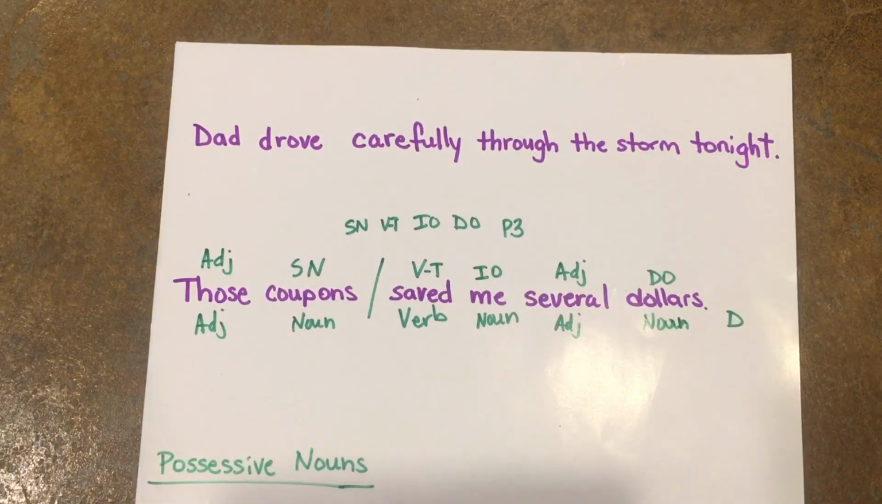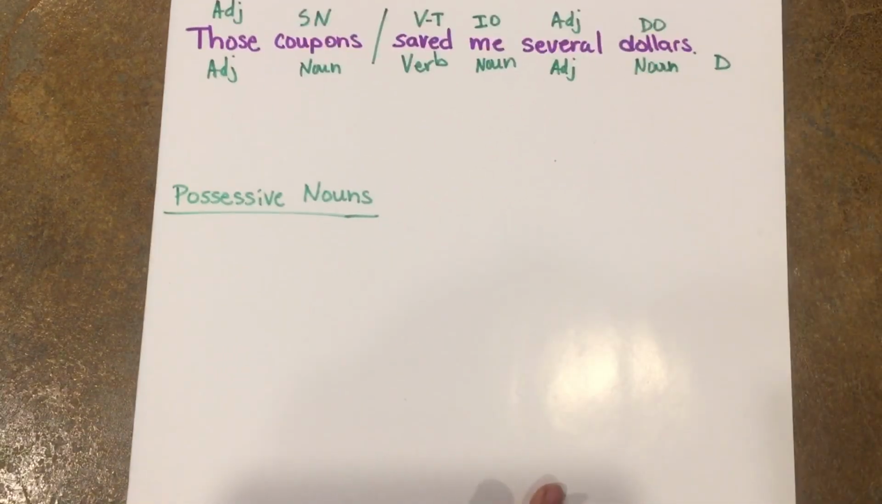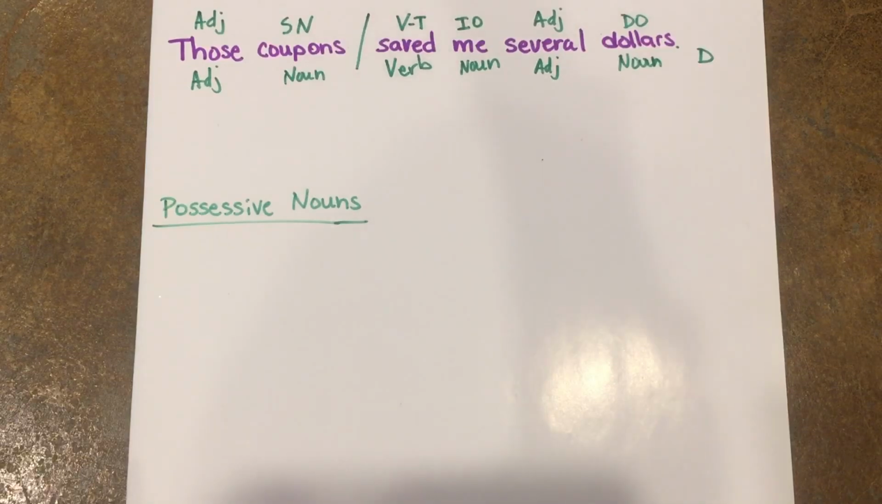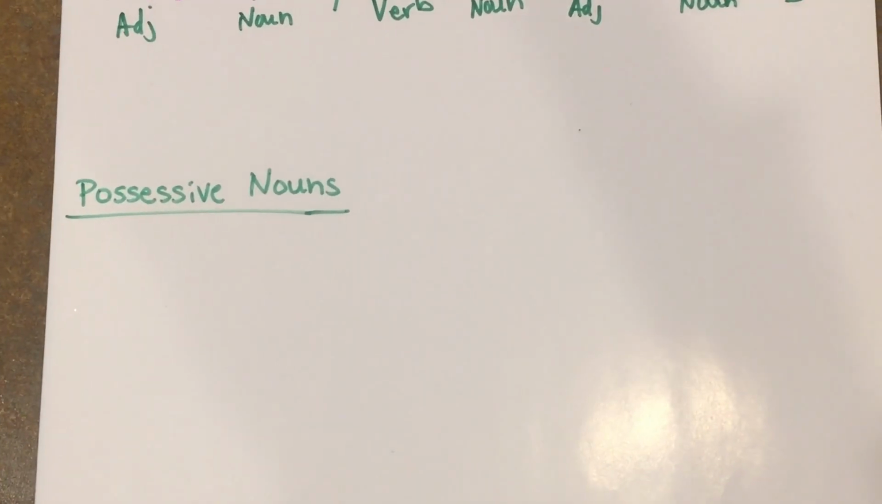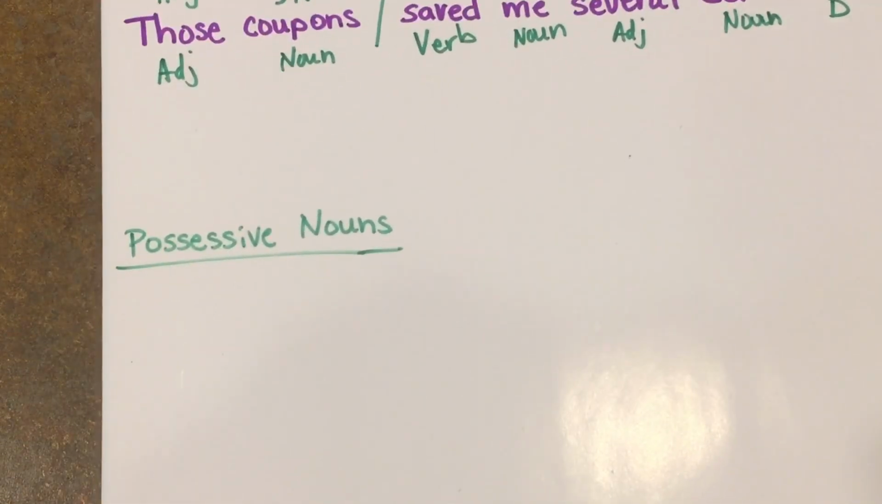Okay. All right, so let's come down here. I'm going to talk to you about possessive nouns. Possessive nouns are when they show ownership. For example, how about cow's milk? We would put an apostrophe after whose milk it is. It's the cow's milk.